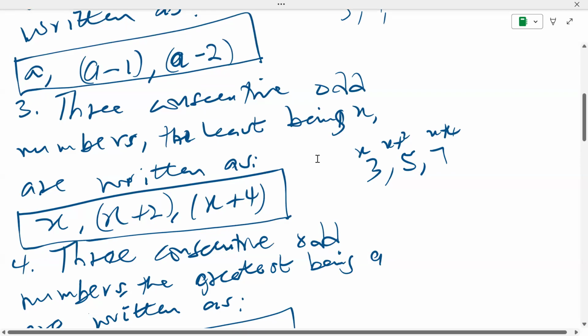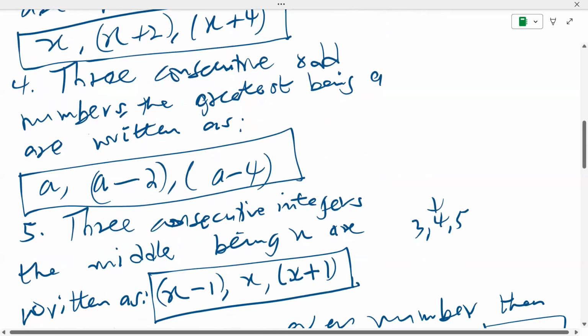Anytime you have it this way, you'll be generating odd numbers. That's why we have X as the first term, then X plus 2 as the second, and then X plus 4, when you want to write consecutive odd numbers. Kindly look at what we have in the rectangle here. Kindly register it.